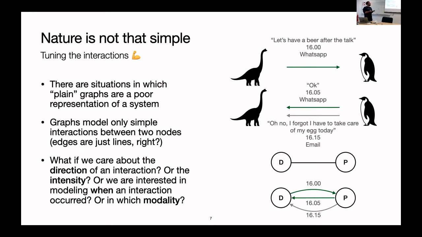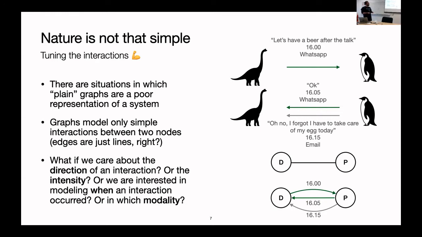So let's focus on this pretty non-standard example in which a dinosaur invites a penguin for a beer after this talk. And we have a first interaction of the dinosaur that invited the penguin at 4 p.m. through WhatsApp. And the penguin replies back at 4 p.m. on WhatsApp again. Then after 10 minutes, he replies again using an email at quarter past 4.